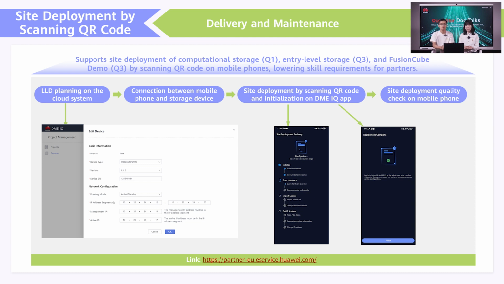This is the process of site deployment by scanning QR code on mobile phones. The function lowers the skill requirements for site engineers. The initialization configuration on the mobile phone is very simple.